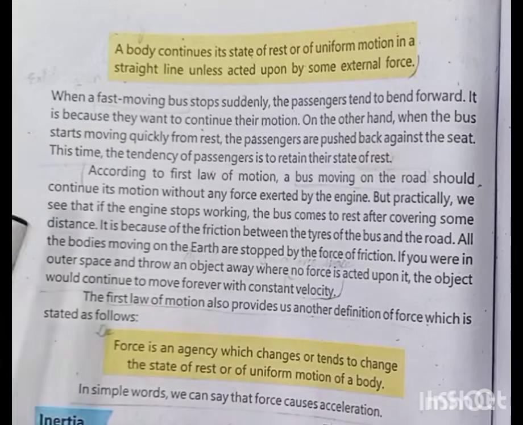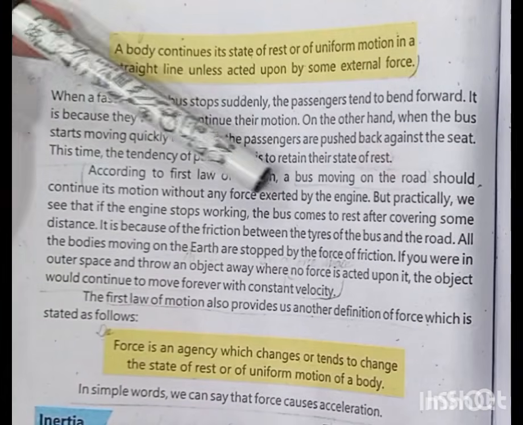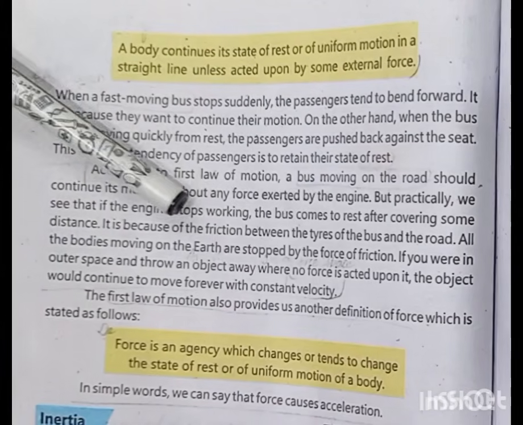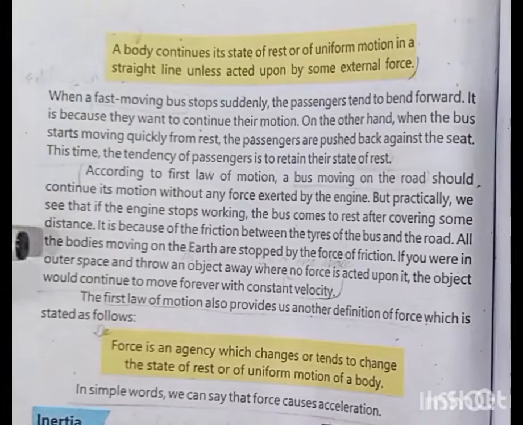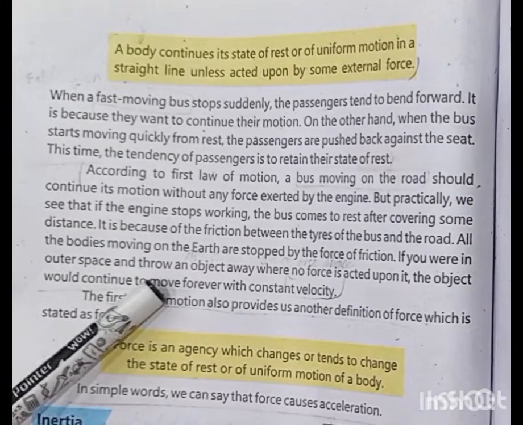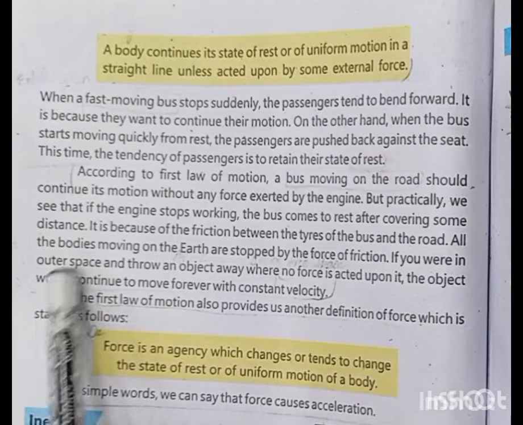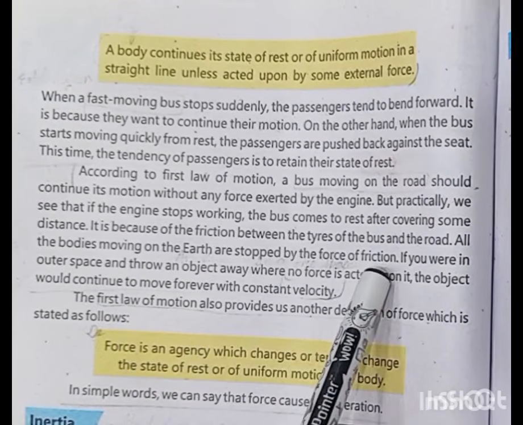According to the first law of motion, a bus moving on the road should continue its motion without any external force exerted by an engine. But we see that if the engine stops working, the bus comes to rest after covering some distance. It is because of the friction between the tires of the bus and the road. All bodies moving on the earth are stopped by the force of friction.